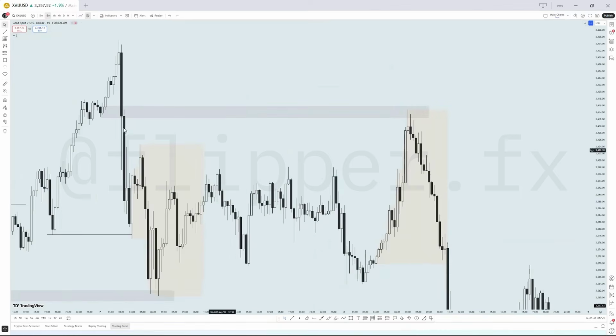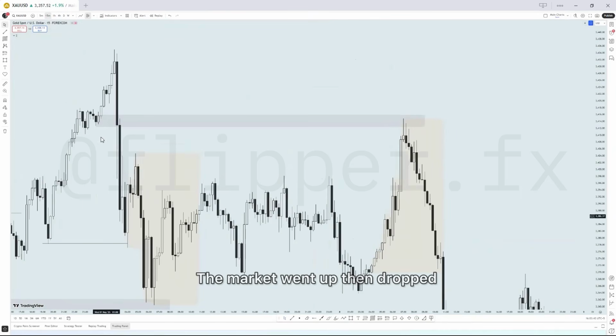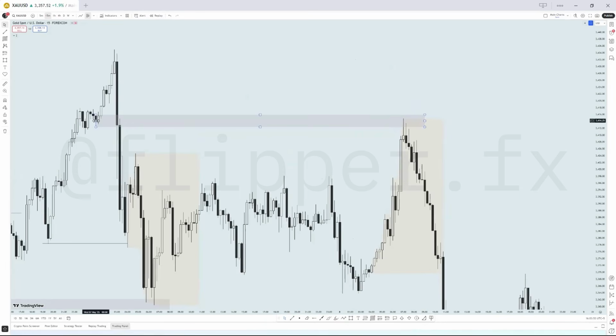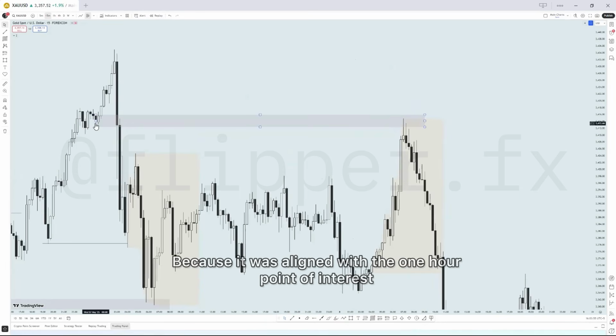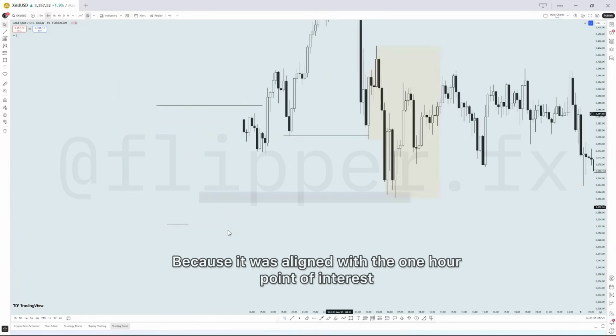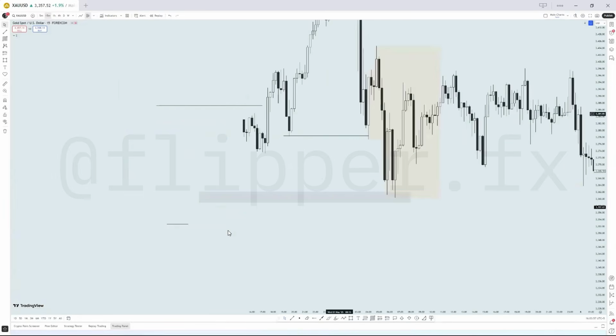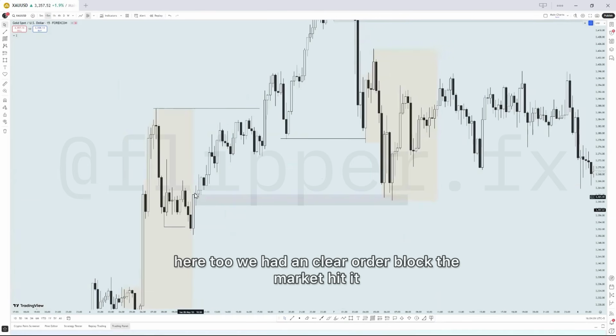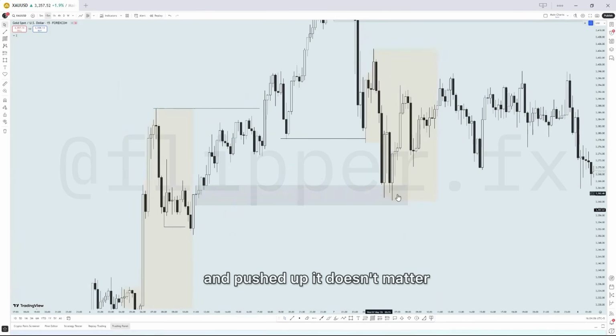Same thing happened here. The market went up, then dropped. After the drop, we had a breaker block. The order block was higher. In this case, the market hit the breaker block and dropped. Why did we select the breaker block? Because it was aligned with the 1 hour point of interest. If we add more confluences to this, you will get an even clearer idea of how to mark more A plus setups. Here too we had a clear order block, the market hit it and pushed up.